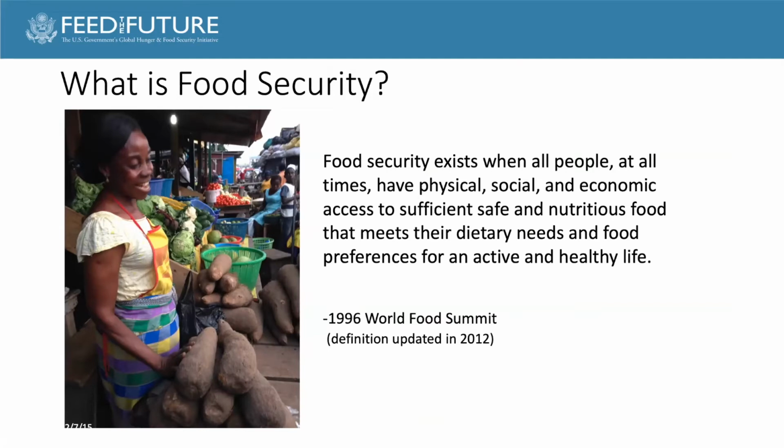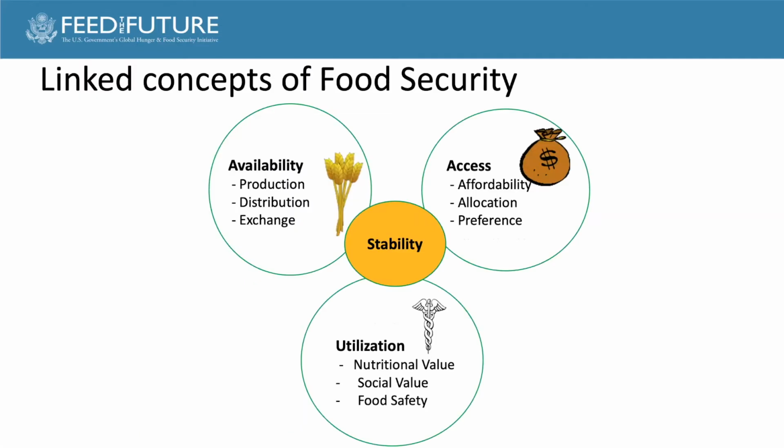Food security exists when all people at all times have physical, social, and economic access to sufficient and nutritious foods that allow them to have an active and healthy life. This was defined in 1996 by the World Food Summit of the United Nations, and it's been the definition that we've worked on ever since.